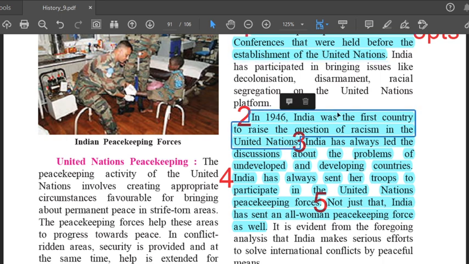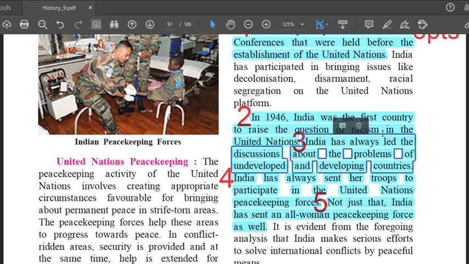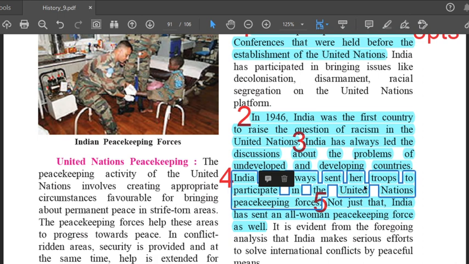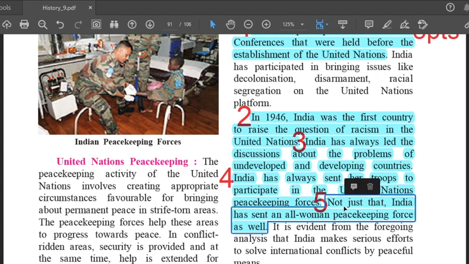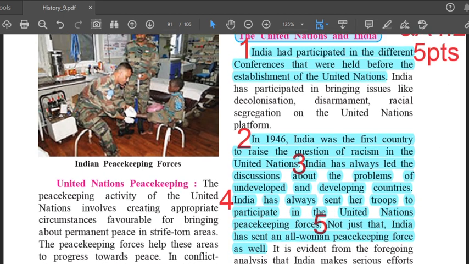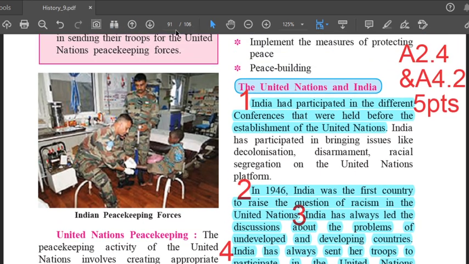That's your second point. In the year 1946, India was the first country to raise the question of racism in the United Nations. Third point, India has always led the discussions about the problems of undeveloped and developing countries. Fourth, India has always sent her troops to participate in the United Nations peacekeeping forces. Fifth and the last point, not just that, India has sent an all-woman peacekeeping force as well. Till here, that's answer 2.4, which comprises 5 points. Next question.